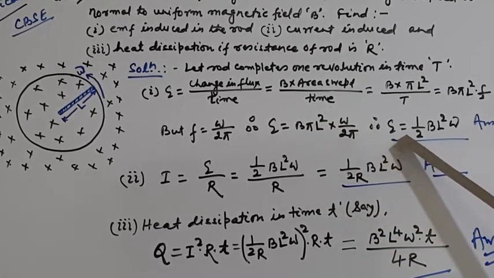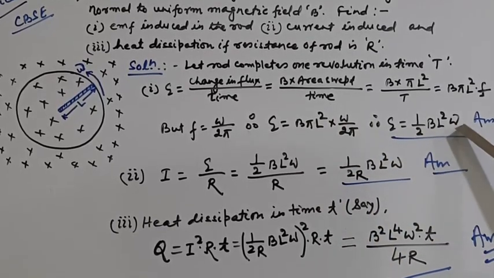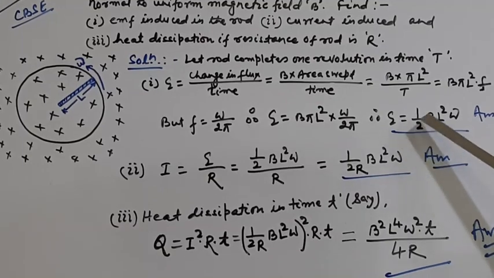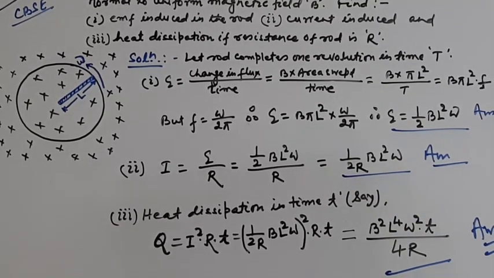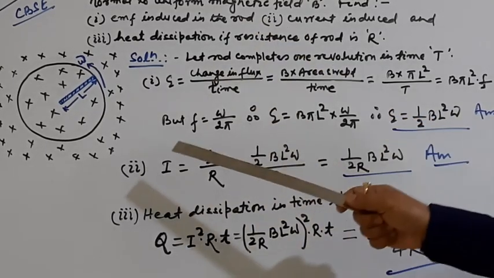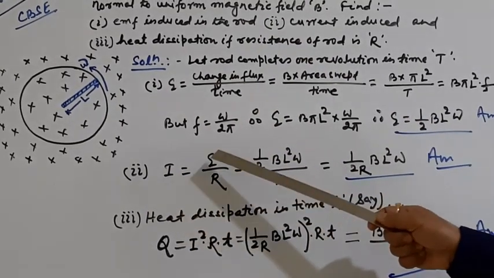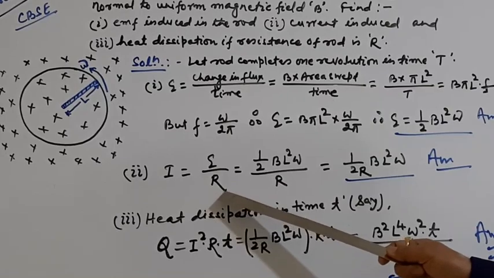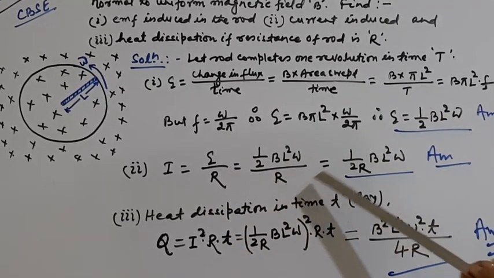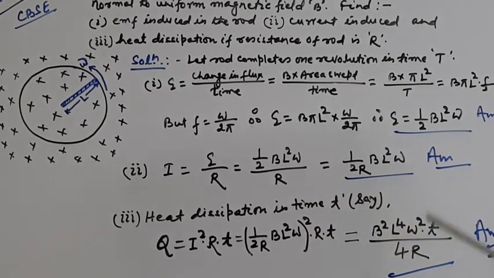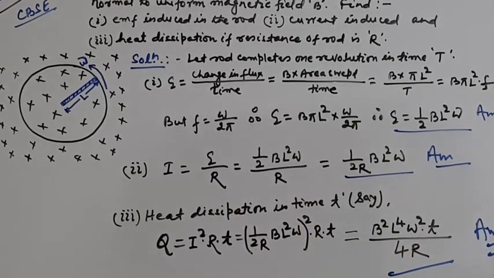Now this is the induced EMF. We will solve it. E is equal to half B L square omega. This is the value of induced EMF. Now the second part is the induced current I. Current induced is equal to EMF by resistance. EMF we already have: half B L square omega, divided by R. Solve it and we get this result. So this is the induced current.